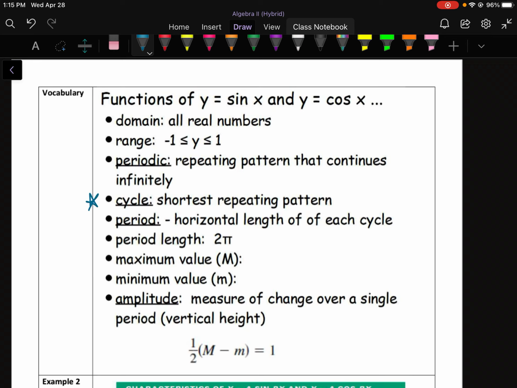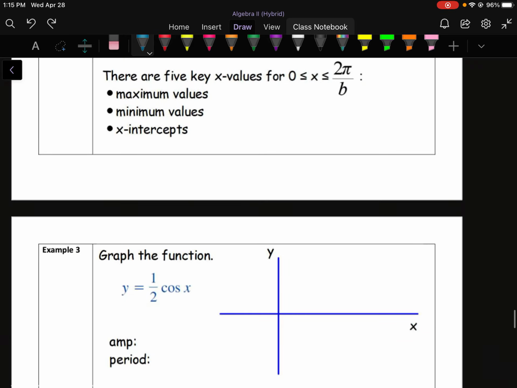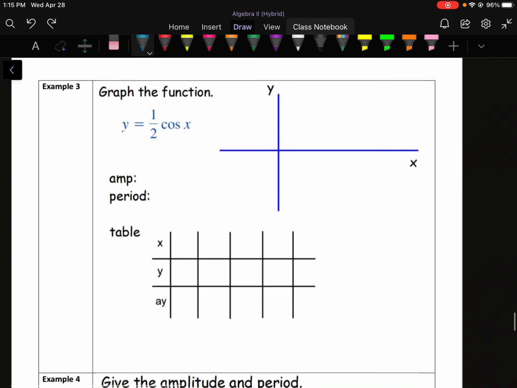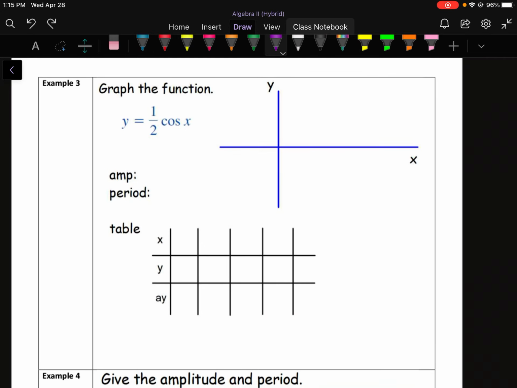We still call cycle the same thing. That's what we're going to graph, one cycle. A period is how long that one cycle is. The standard period length is 2 pi, but we found in the last section that it could change depending on the b value. Amplitude is still the vertical height. So we'll do one graphing example here. So my amplitude is going to be a, or 1/2. So again, what that means is I'm going up to 1/2, and I'm going down to negative 1/2.